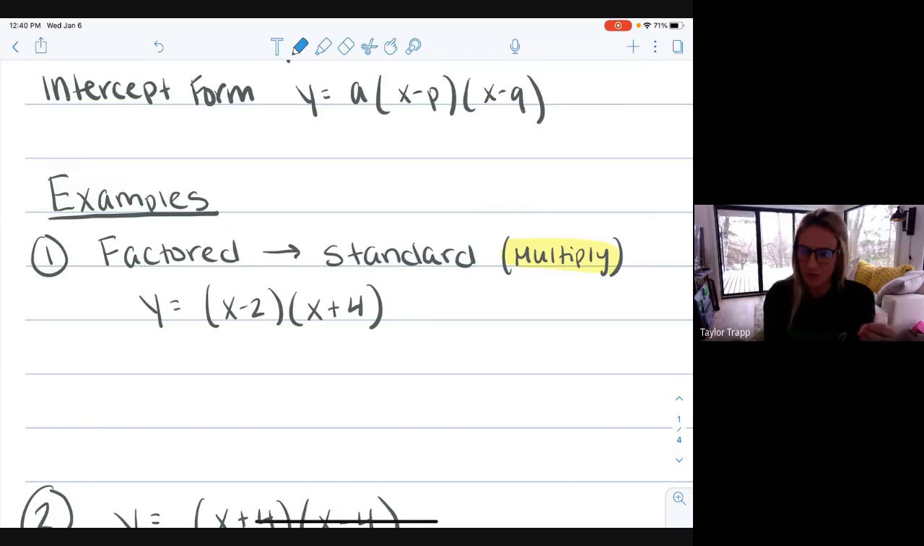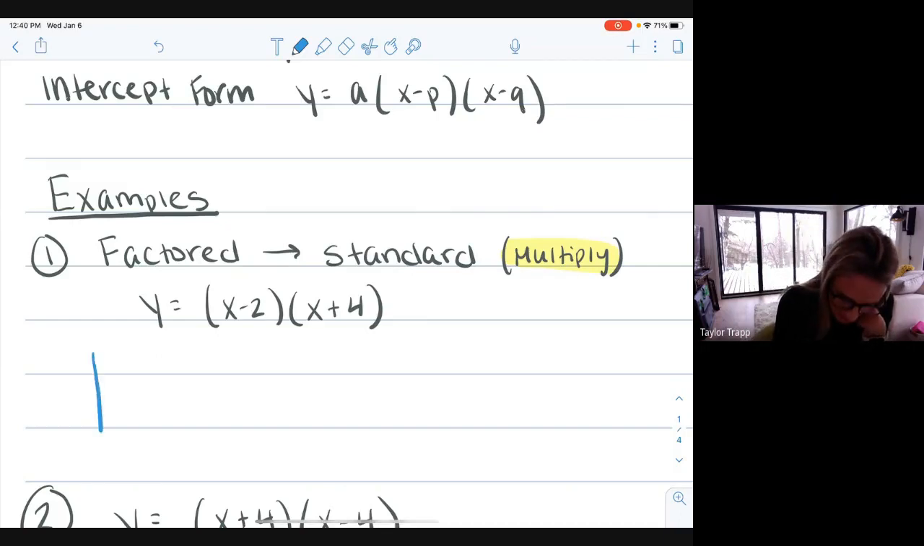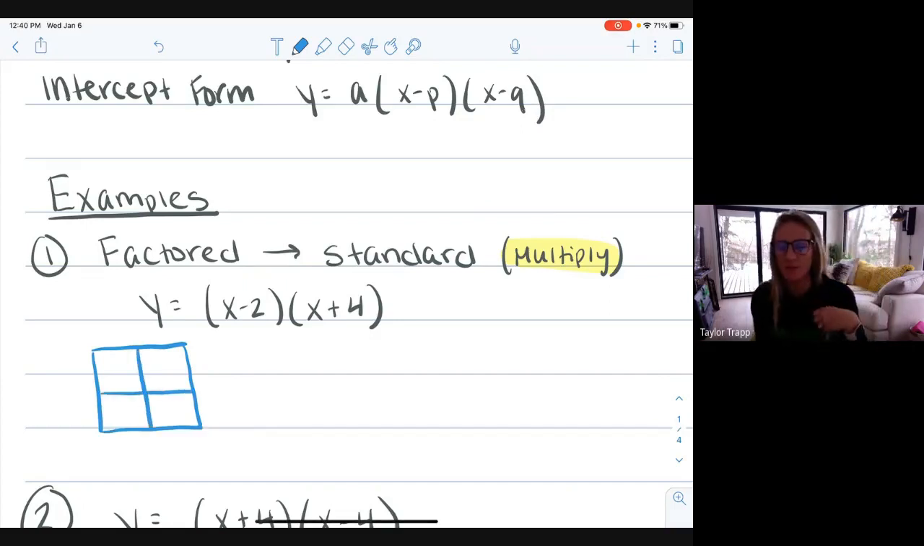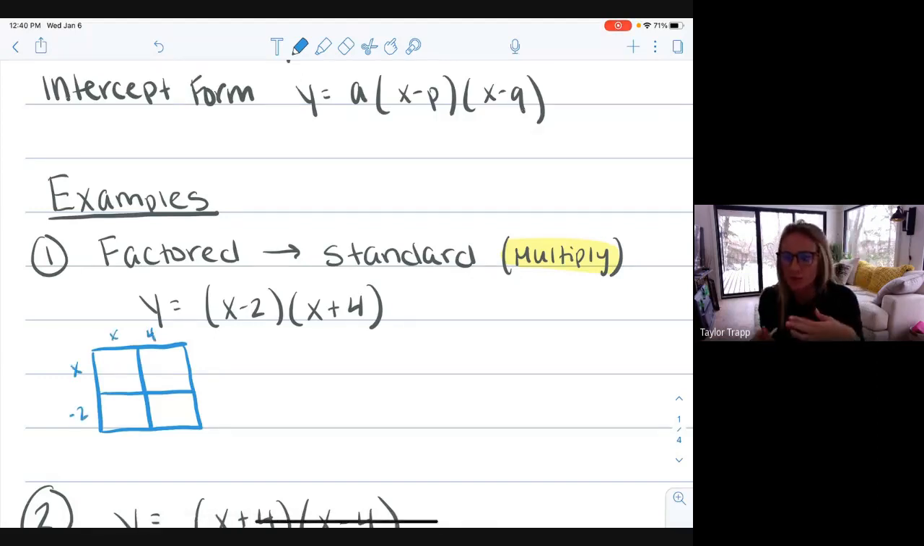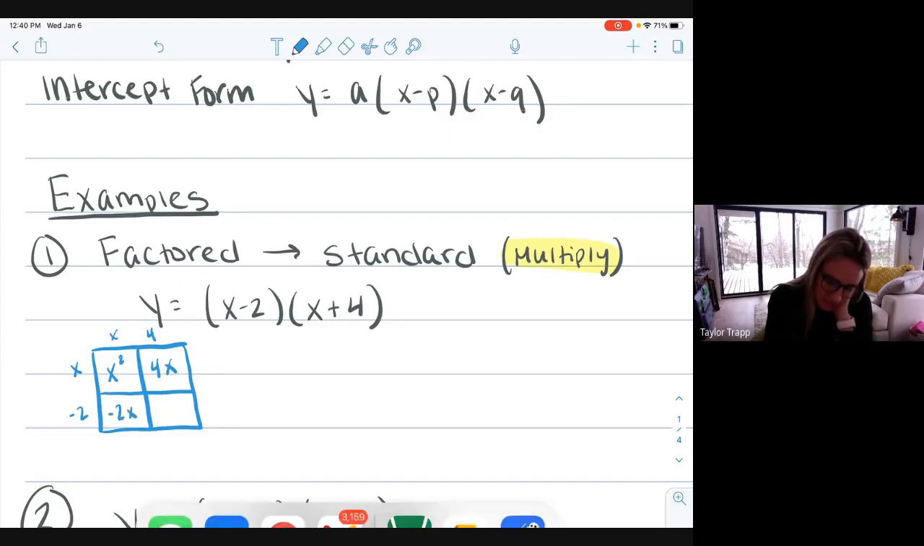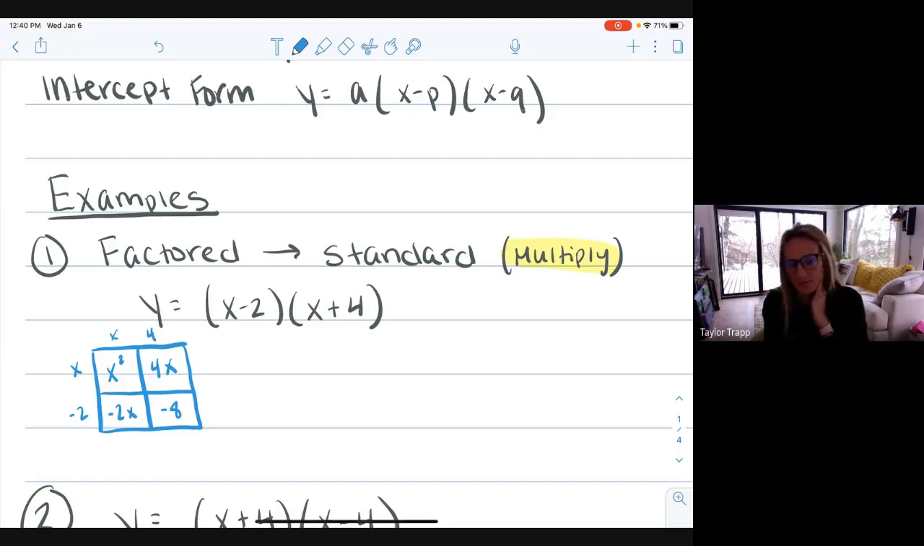But there are two methods, right? So we talked about the box method. And there's a lot of you box method people out there. I was never a box method person, but I think most of you are, depending on how your teachers have taught you before. So what you would do is you put x and minus 2 on the sides, and then x and 4, if you have them flipped around, whatever. Okay. And then you take x times x, so that's x squared. 4 times x is 4x. x times negative 2 is minus 2x. And 4 times negative 2 is negative 8.